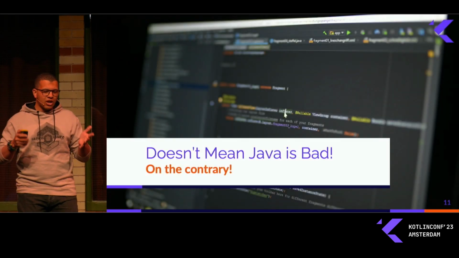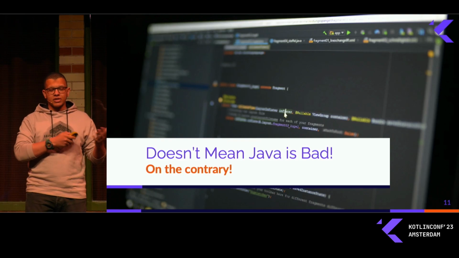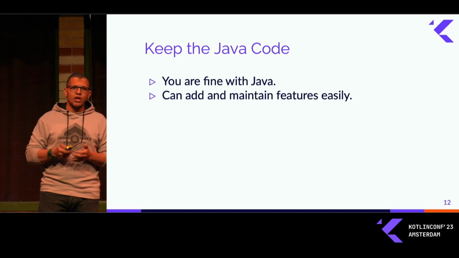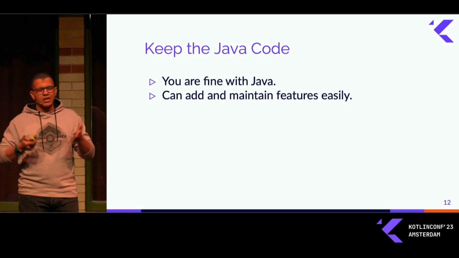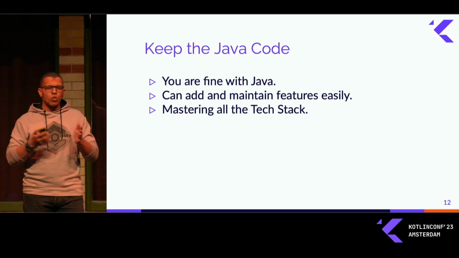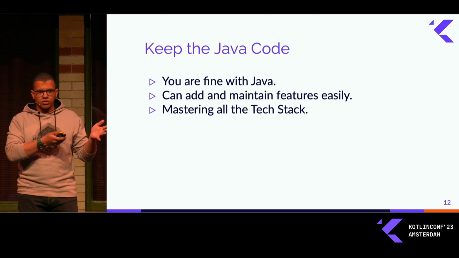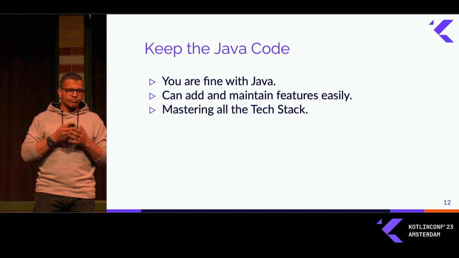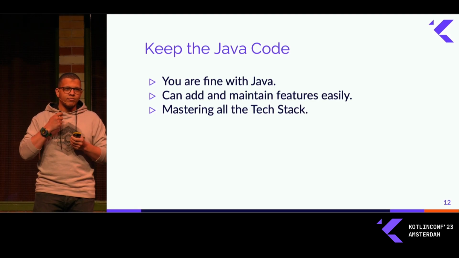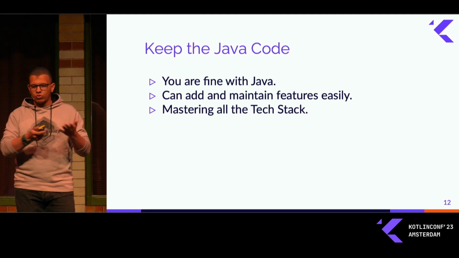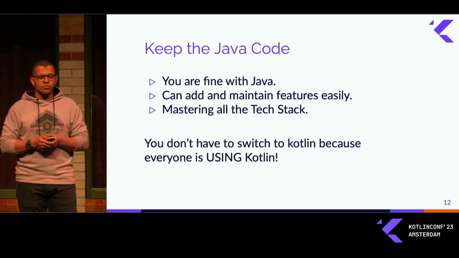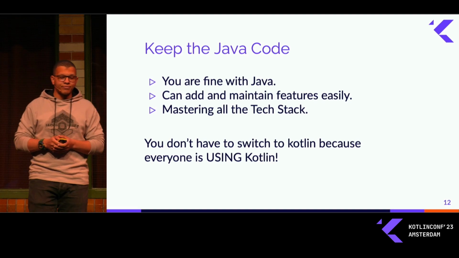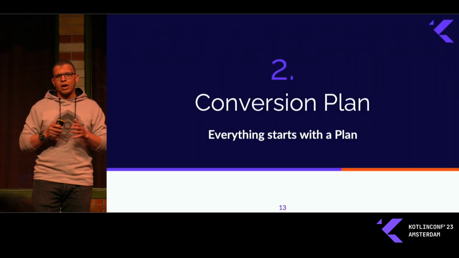Awesome. It doesn't mean Java is bad. On the contrary, if you are using Java and you are fine with it, you can keep it, right? If you can add and maintain features easily, especially if you are mastering all the tech stack, most of the libraries you are using in Java, you can keep using with Kotlin. But if it is fine with you using Java, you can't tell business people you're going to Kotlin. You can keep using the Java code, of course. Don't switch to Kotlin because everyone is using Kotlin, okay? That's catchy. All right, this is about why we are using Kotlin.